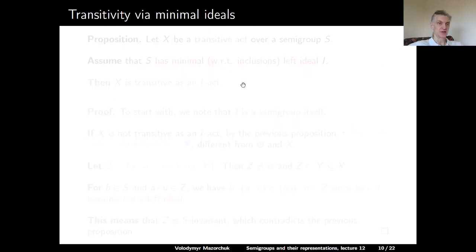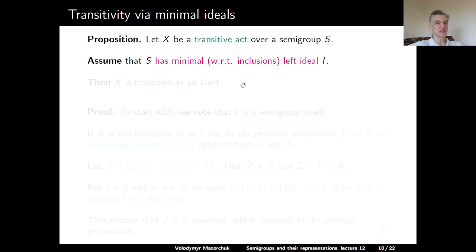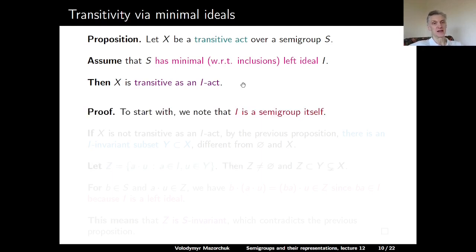Now we can describe the relation of transitivity to minimal ideals of semigroups. Proposition: let X be a transitive act over some semigroup S, and let us assume that S has a minimal, with respect to inclusion, left ideal I. Then X is a transitive act as an I-act. Proof: to start with, let us note that any ideal is a semigroup itself, so it makes sense to speak about acts over this semigroup I.